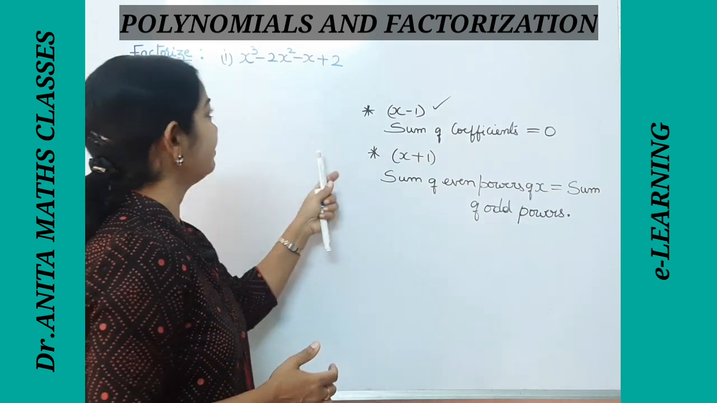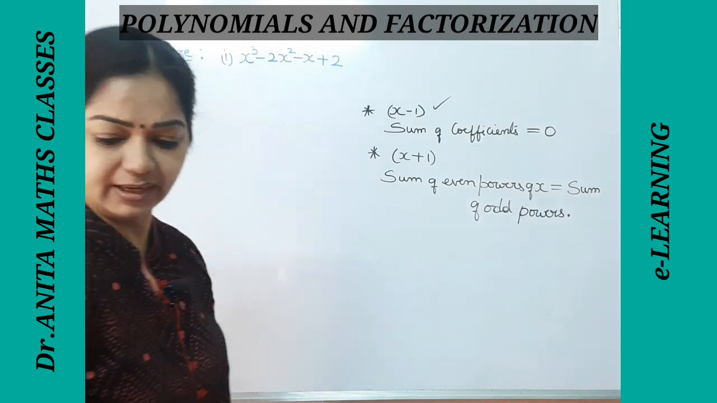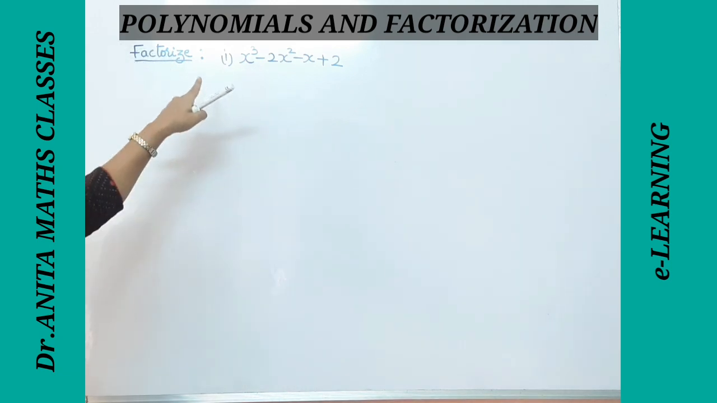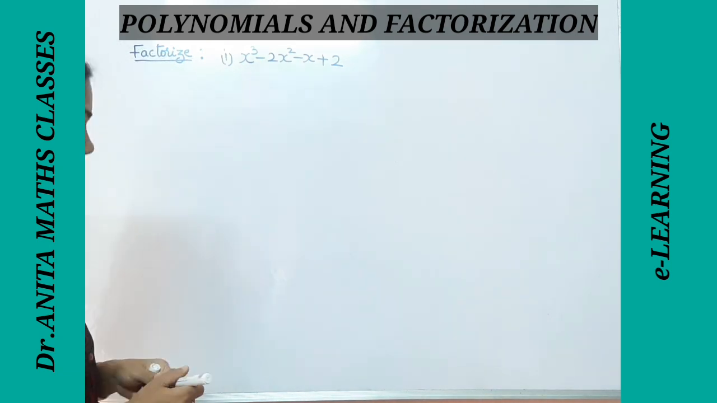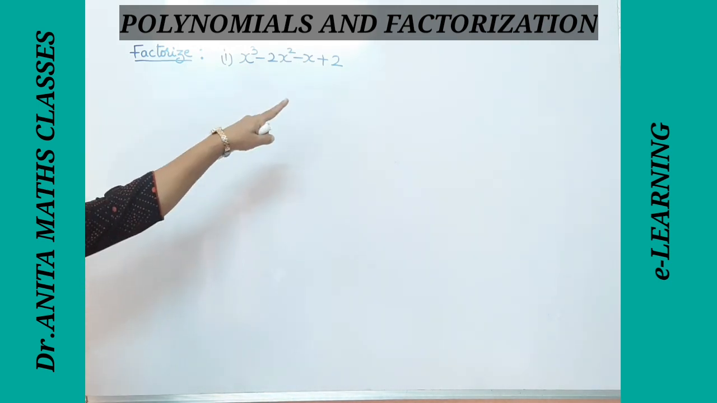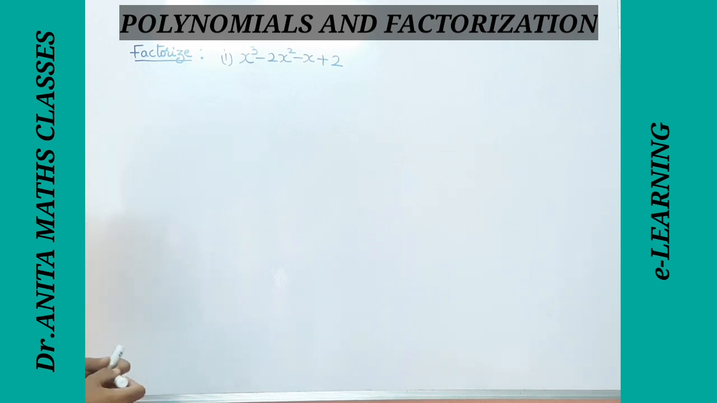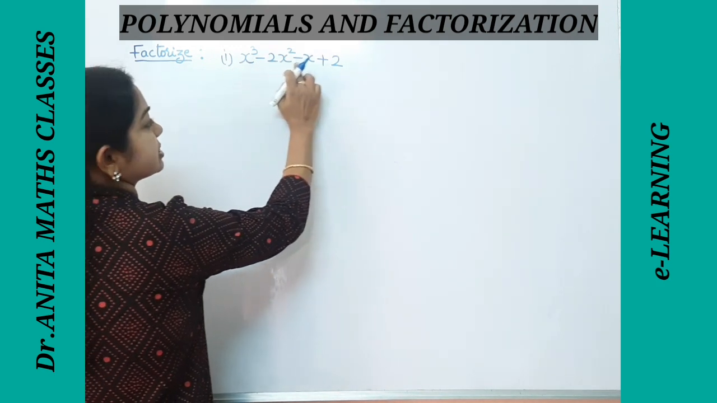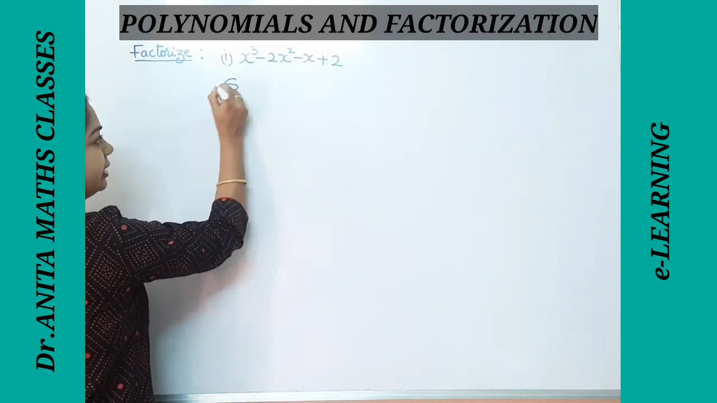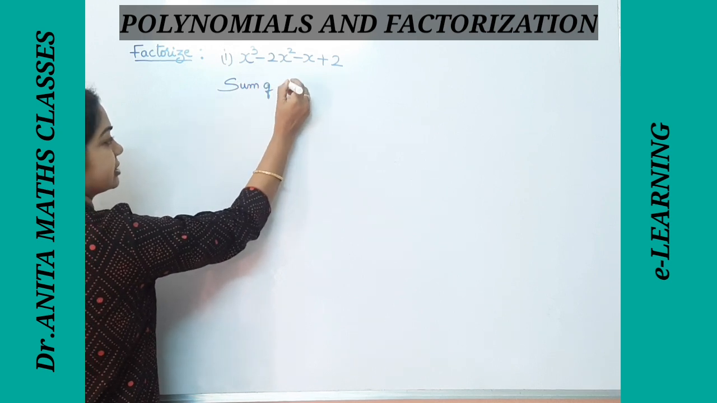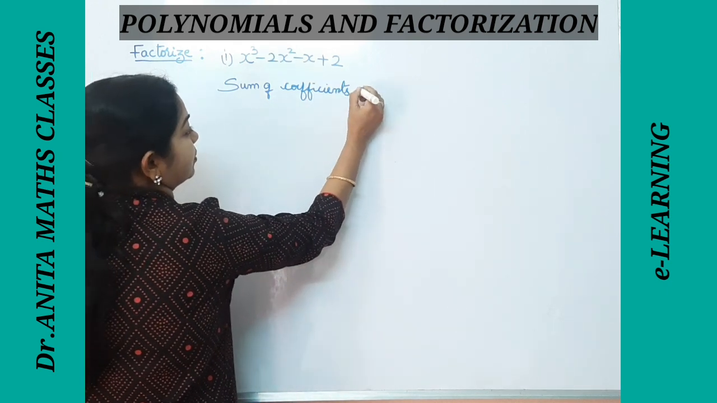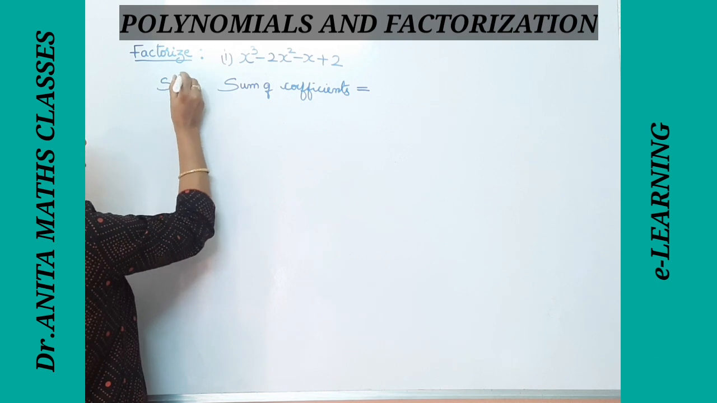So with this, let me start the problem here. Let me erase this. Okay, I'll start this problem. See here clearly, the polynomial is a cubic polynomial. Now, we will check the condition of x minus 1 as well as x plus 1, right? For x minus 1, the sum of the coefficients must be equal to 0. So, let me write the sum of coefficients. This is the solution here.